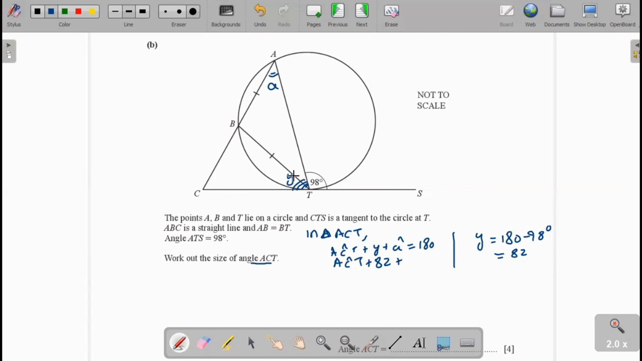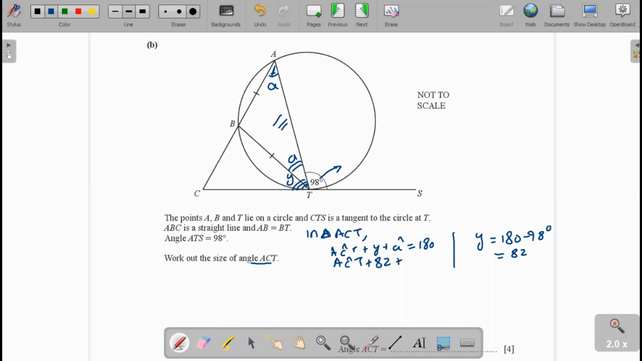This is an isosceles triangle. ABT is an isosceles triangle. Therefore, if this angle is A, then the angle BTA is also A degrees. And to find the angle A, we take the triangle BTA. Now here we see that this is the angle between tangent and chord, and the angle ABT, this is the alternate segment.